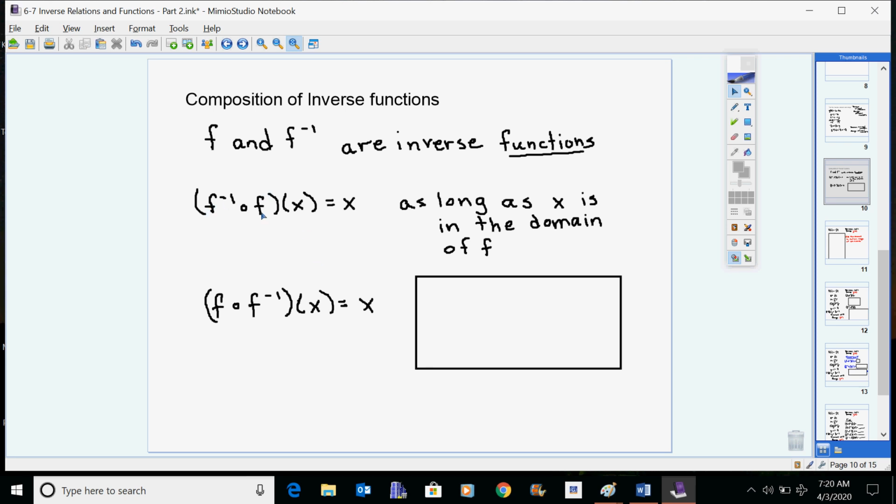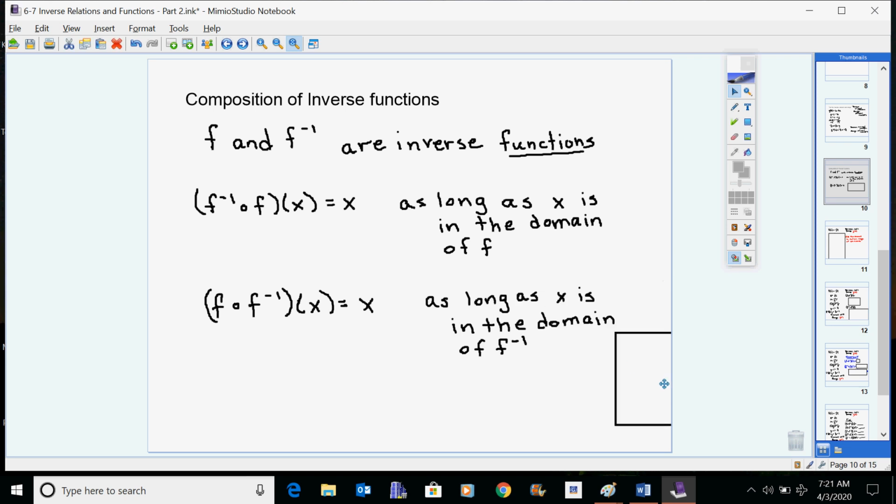So they undo each other just like inverses usually undo each other. Just like if you have 5 minus 3 and then you add 3, you get 5 back. Or your add, subtract, multiply, divide, they all have their inverse operations. These are inverse operations. But we have to watch out for the domains. Remember, in a composite function, you're always doing this function first. So that's why you've got to watch out for the domain of that first function. In this one, you have to watch out for the domain of the inverse function, because that would be what gets done first.